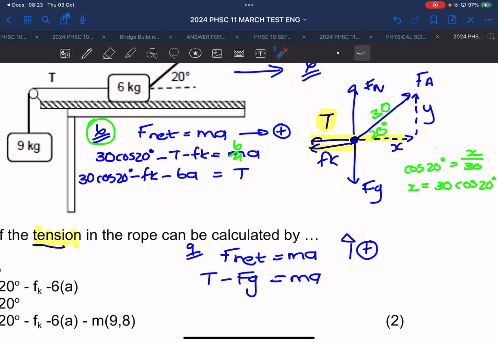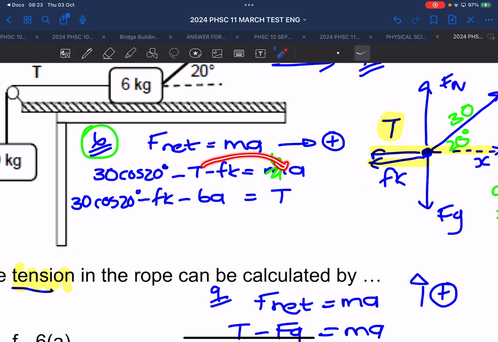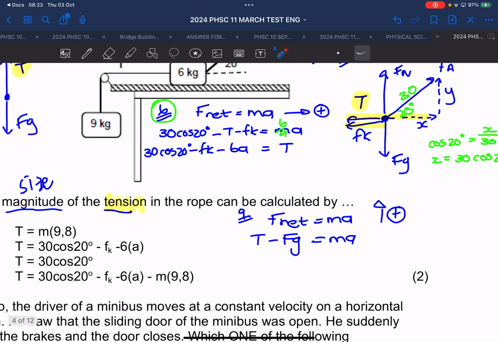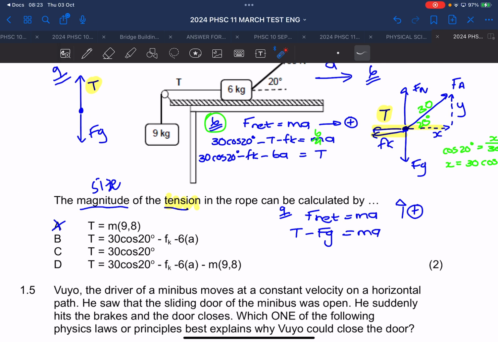Check that you agree with me. I said 30 cos 20 minus T minus fk is equal to 6 times a, because I'm looking at the 6 kilogram block. Then I wanted T, because the question asks for tension, so I took the T to the other side to make it positive. And then I took the 6a to that side and it becomes negative. So that, minus that, minus that. Let's see, do we have an option like that? 30 cos 20 minus fk minus 6a. So the answer is B.